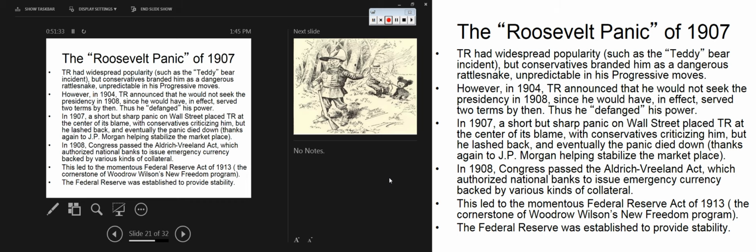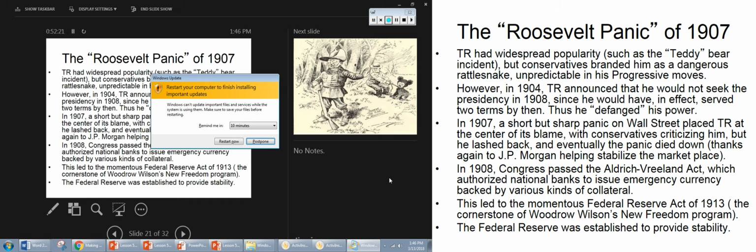Congress in 1908 was going to pass the Aldrich-Vreeland Act, which actually sets a pretty long-standing precedent that banks could issue emergency currency backed by various kinds of collateral. We still use that tradition today. Our dollar is backed by numerous commodities. This opens up the door to the Federal Reserve Act of 1913. This is part of Woodrow Wilson's New Freedom Plan, and that New Freedom Plan leads to the establishment of the Federal Reserve to create economic stability. And one of those Federal Reserve banks winds up right here in Virginia. Where? In Richmond. Yeah. Good.